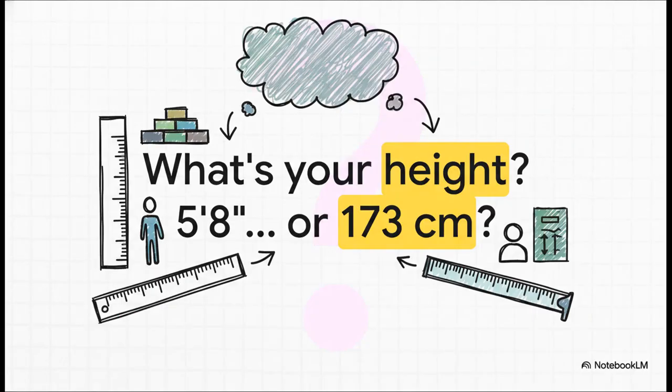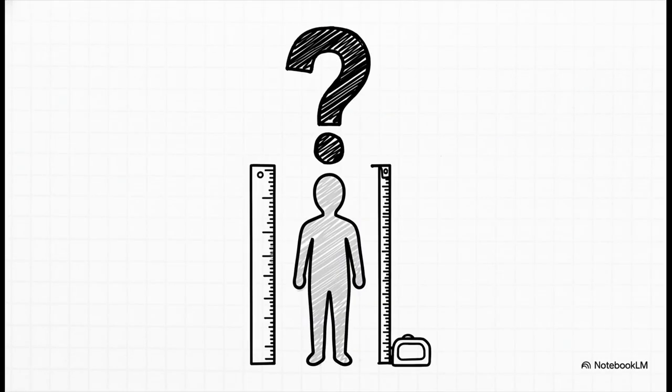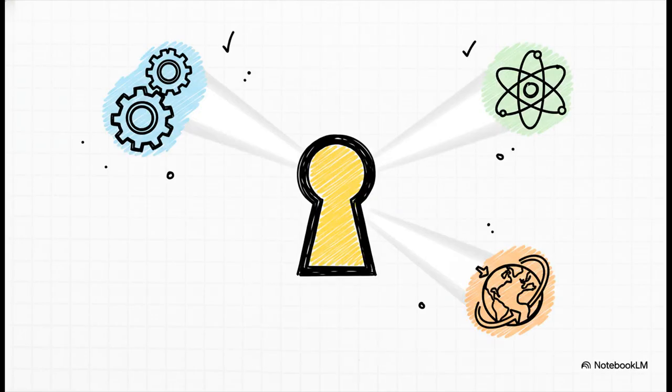So, let me ask you something super simple. What's your height? Just think about it for a second. Some of you probably have an answer in feet and inches, right? Others might be thinking in centimeters. And here's the thing. Both of those answers, whether you said 5'8" or 173 centimeters, they're both totally 100% correct. So how is that possible? How can two completely different numbers describe the exact same thing? Nope, it's not a trick question.